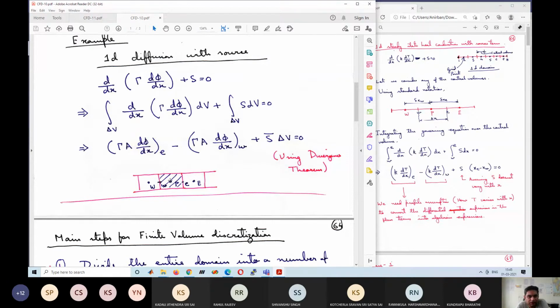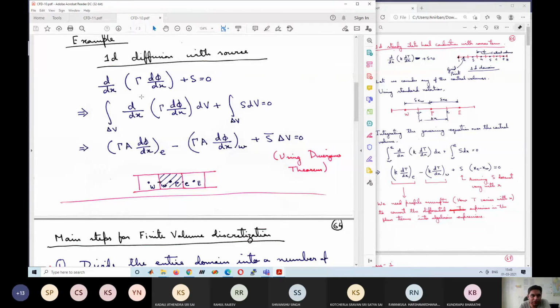The neighboring grid point for P is the grid point E on the east side and capital W on the west side, and they have their own control volumes. So for this particular control volume P, we can integrate our governing equation over the entire control volume like this: integral over the control volume delta V of d/dx of gamma d phi/dx dV plus integral over delta V of S dV is equal to 0. So we are converting the differential equation into an integral form.